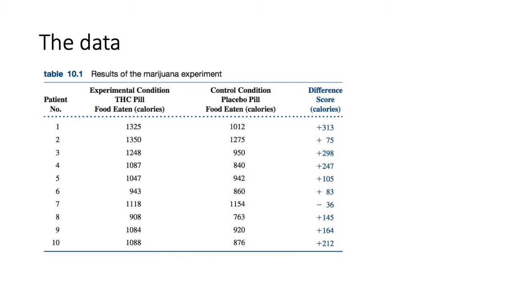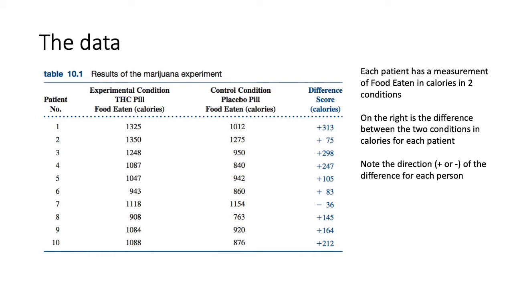If we look down that difference score column, we see the difference in calorie intake for the rest of the 9 people. And if you look, you'll see that everyone has a plus except for person number 7. Person number 7 just so happened to eat 36 fewer calories in the experimental condition versus control.